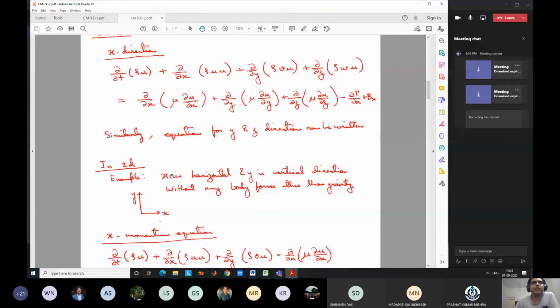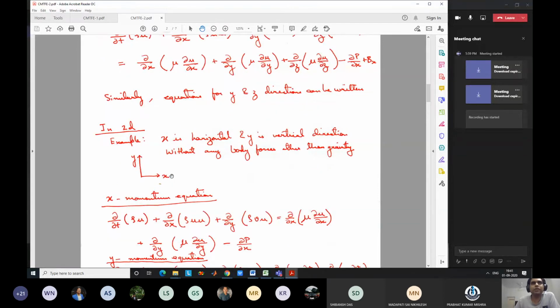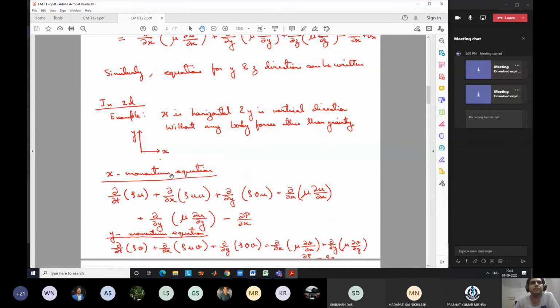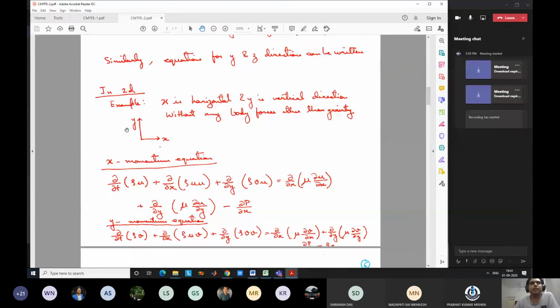So for example, if I take a 2D problem where y direction is the vertical direction and x direction is the horizontal direction, and ignore all the other body forces and only assume that there is gravity, gravity will be towards the bottom, which will be the negative y direction. So we will have the same type of equations. X equation, I am not repeating, is the same equation like this. But the z components are now missing.